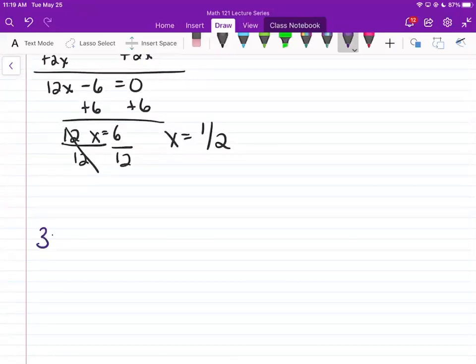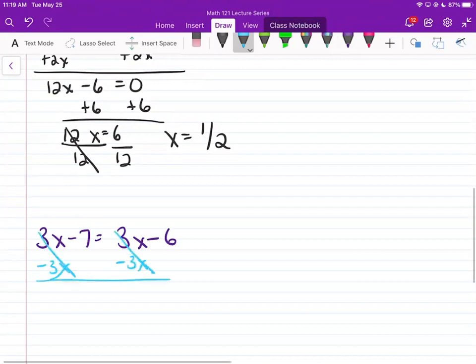Sometimes we get these no solution situations. So let's consider something like 3x minus 7 equals 3x minus 6. Notice here, when I get my variables together, they cancel on both sides, and I end up with -7 equals -6. This is never true. So we can use what's called the null set, or we can just write no solution.